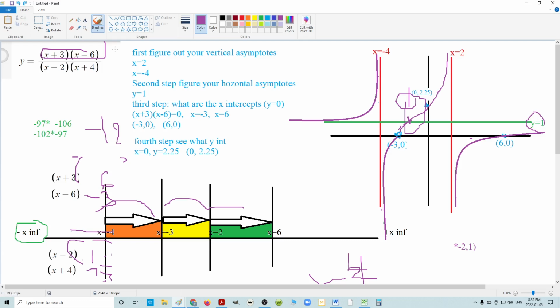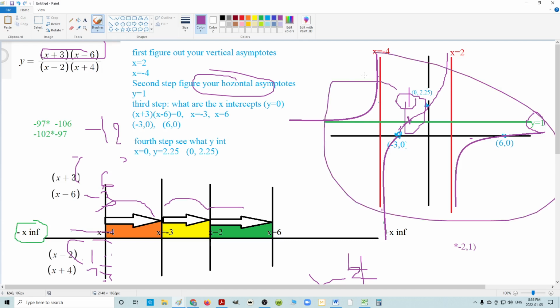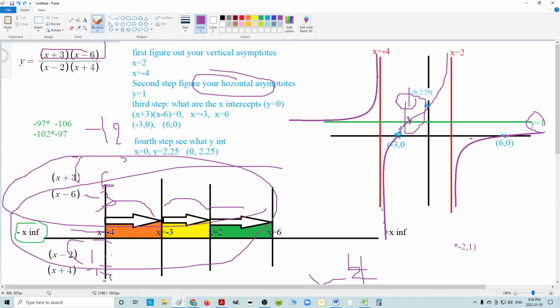So, step 1, first figure out your vertical asymptote. Step 2, figure out your horizontal asymptotes. There are 3 possible rules. Step 3, figure out your x-intercept by factoring the numerator and setting it to 0. Step 4, see what your y-intercept is by setting x equal to 0. Step 6, draw what you know. Step 7, do a line chart like this.